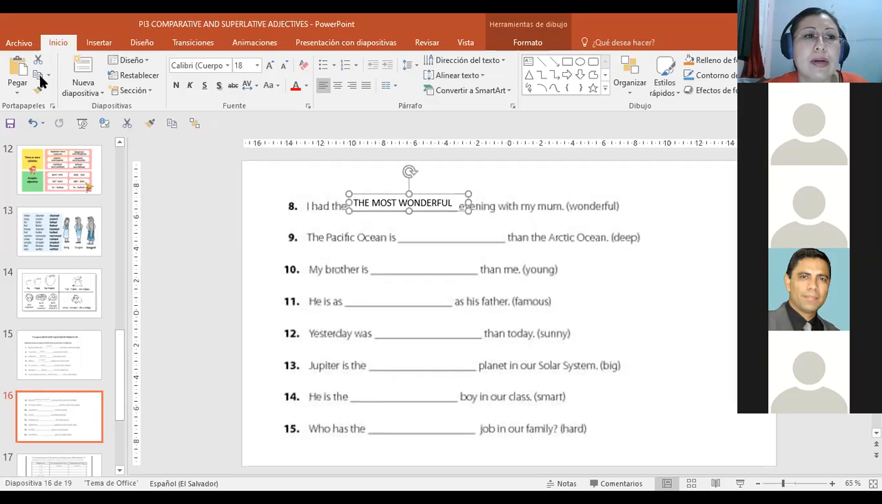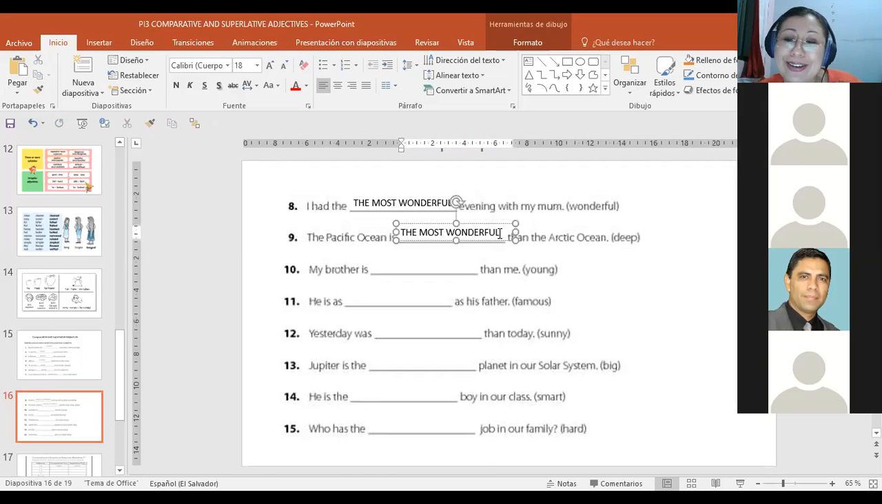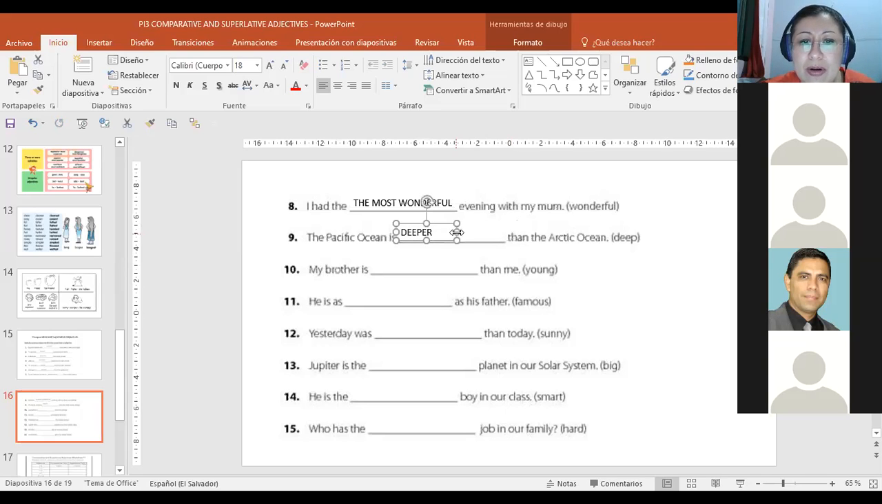Very good. Okay, volunteer for number 9. Me, teacher. Okay, Julie. Ladies first. So, Noé, it's a very kind person. So, he will allow you to answer first. Okay, the Pacific Ocean is deeper than the Arctic. Okay, that is already written. So deeper, just deeper. The Pacific Ocean is deeper than the Arctic Ocean. Very good. Okay, Noé, now it's your turn.